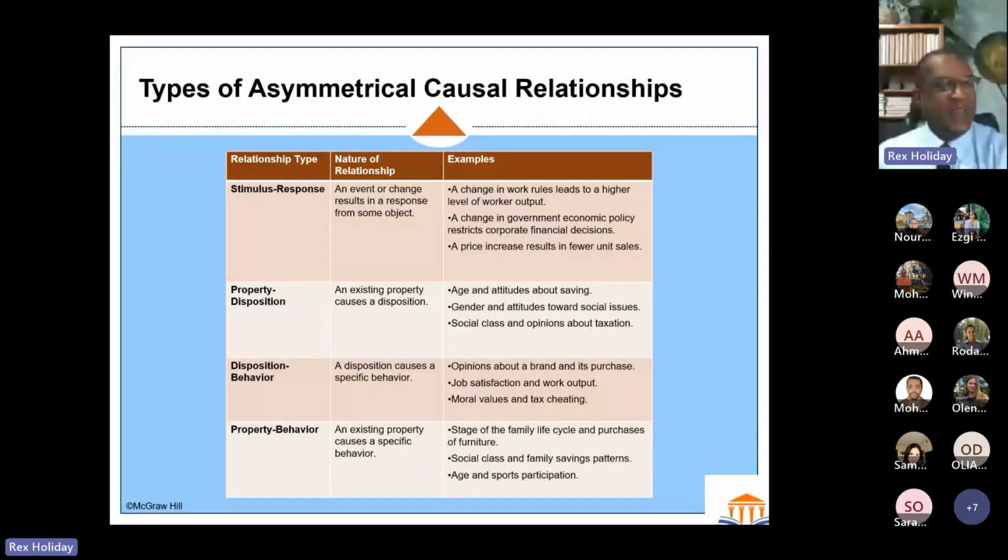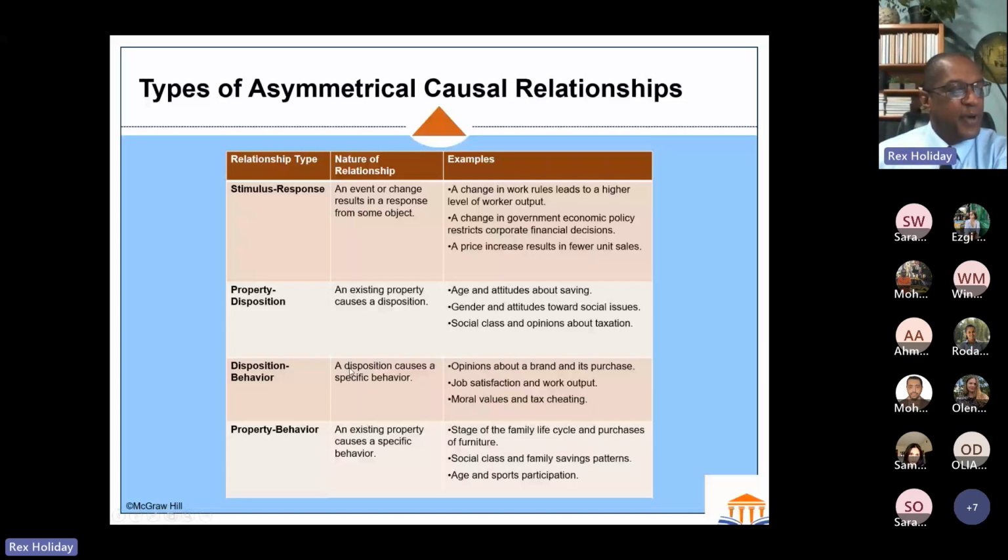Absolutely. So very good. Those are great examples. So then we understand this whole property and disposition, and an existing property causes a disposition. I just wanted to make sure that we have some really good examples there, so it helps to define these terms. So this is disposition and behavior. A disposition causes a specific behavior.